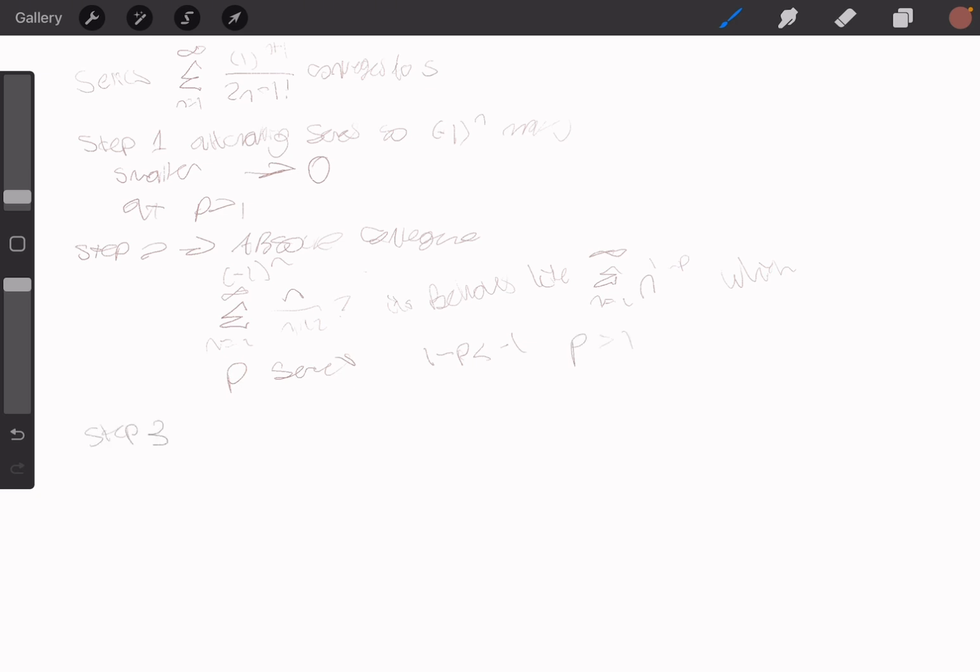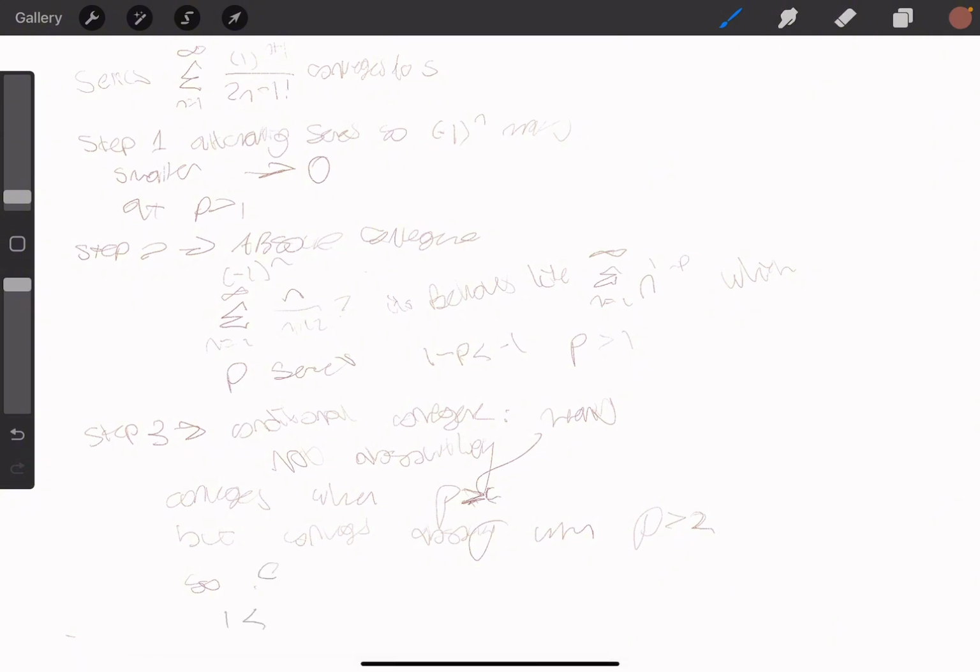So step 3, conditional convergence, meaning when the series converges, but not absolutely. So it converges when p is greater than 1, but converges absolutely when p equals 2. Well, no, p is greater than 2, sorry. So the answer would be, when is it conditionally convergent? And it would be C, which is 1 of p negative 2 only.